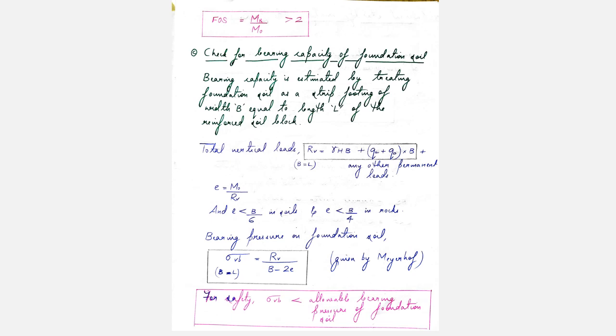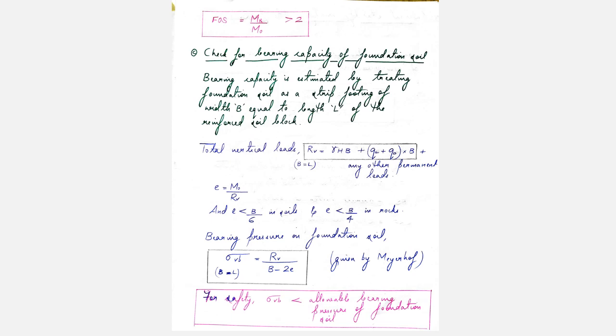Basically we are doing all the calculations per unit length perpendicular to the plane of the analysis. Whatever forces you have calculated, whatever moments you have calculated so far, have all been calculated per unit length of the retaining wall. That unit length is perpendicular to our plane of analysis. So here you have to consider the foundation soil as a strip footing of width B. Width B in our plane of analysis is equal to the length of the reinforcement, or the length of the reinforced soil block.